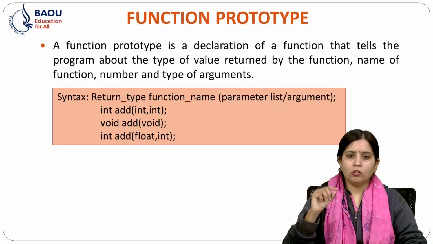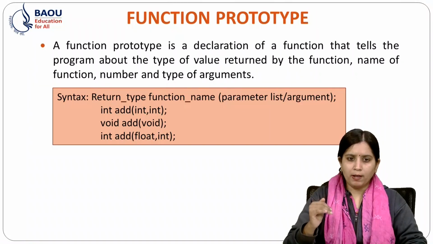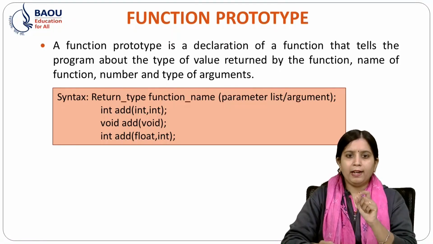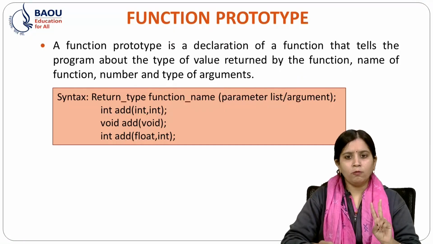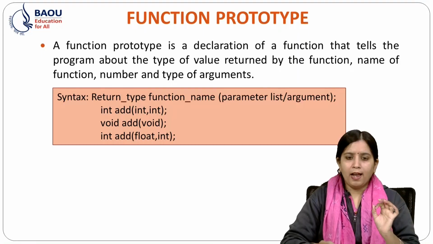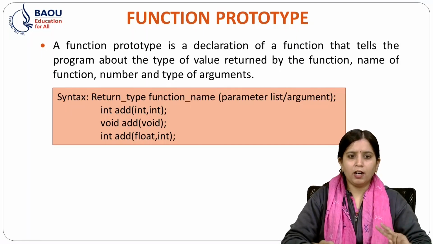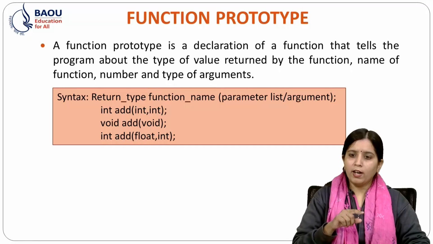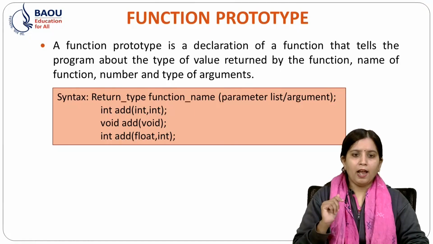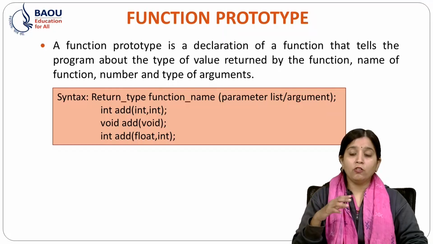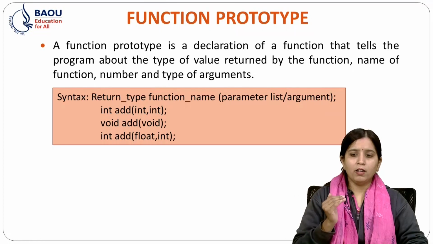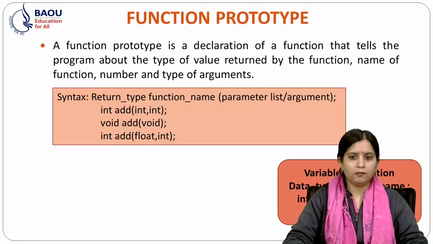So what are the types of function prototypes? Int is a return type, add is a function name, and int and int. So there are two parameters in the add function. We have another add function which has no return type. That's why void has been written. And int add, float and int. So we can use different data types of parameters in our add function. Let's see this in detail.